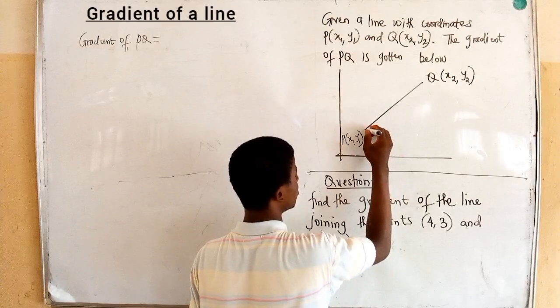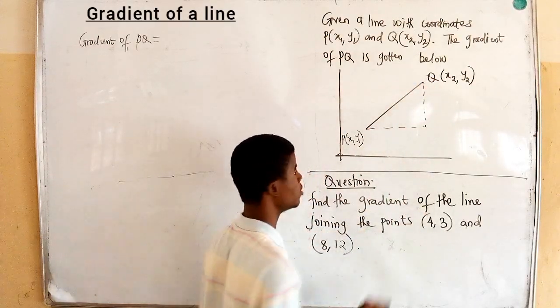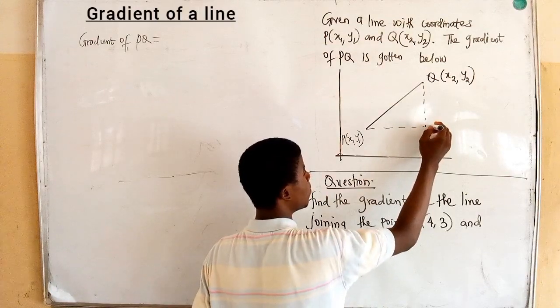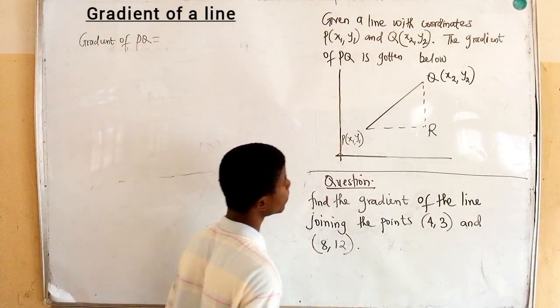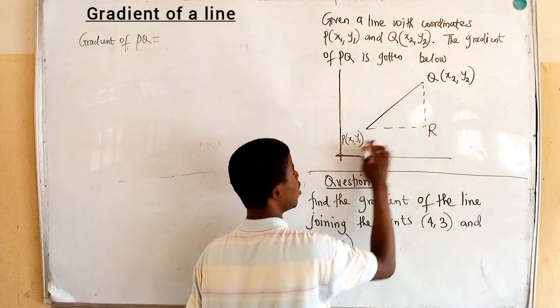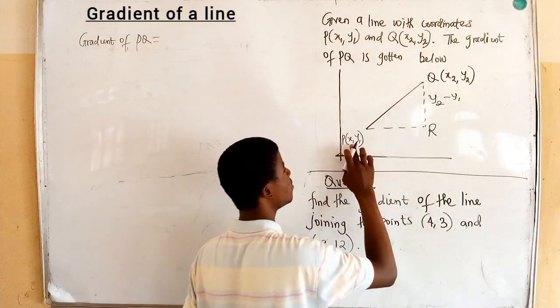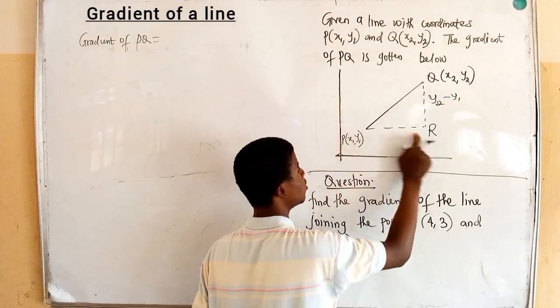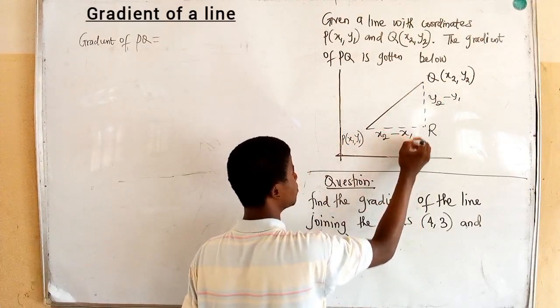Now let's do something like this to get their respective changes. Let me put a point arrow here. Now, the value of this y will be y2 minus y1. And the value of this x, that's P arrow, will be x2 minus x1.